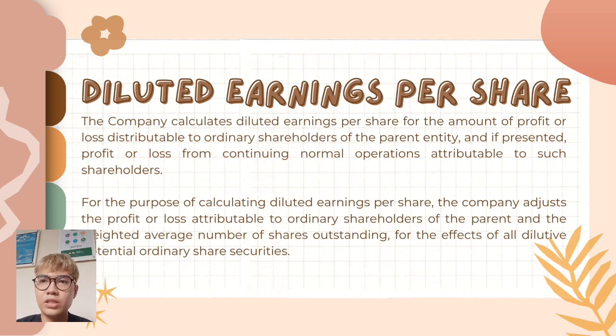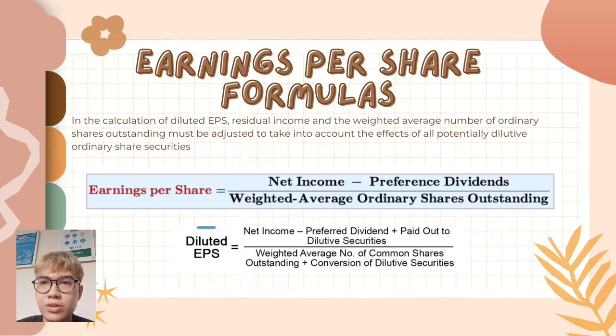Now, diluted earnings per share. The company calculates diluted earnings per share for the amount of profit or loss attributable to ordinary shareholders of the parent entity, and, if presented, profit or loss from continuing normal operations attributable to such shareholders. For the purpose of calculating diluted earnings per share, the company adjusts the profit or loss attributable to ordinary shareholders of the parent and the weighted average number of shares outstanding for the effect of all dilutive potential ordinary share securities. So these are the earnings per share formulas.